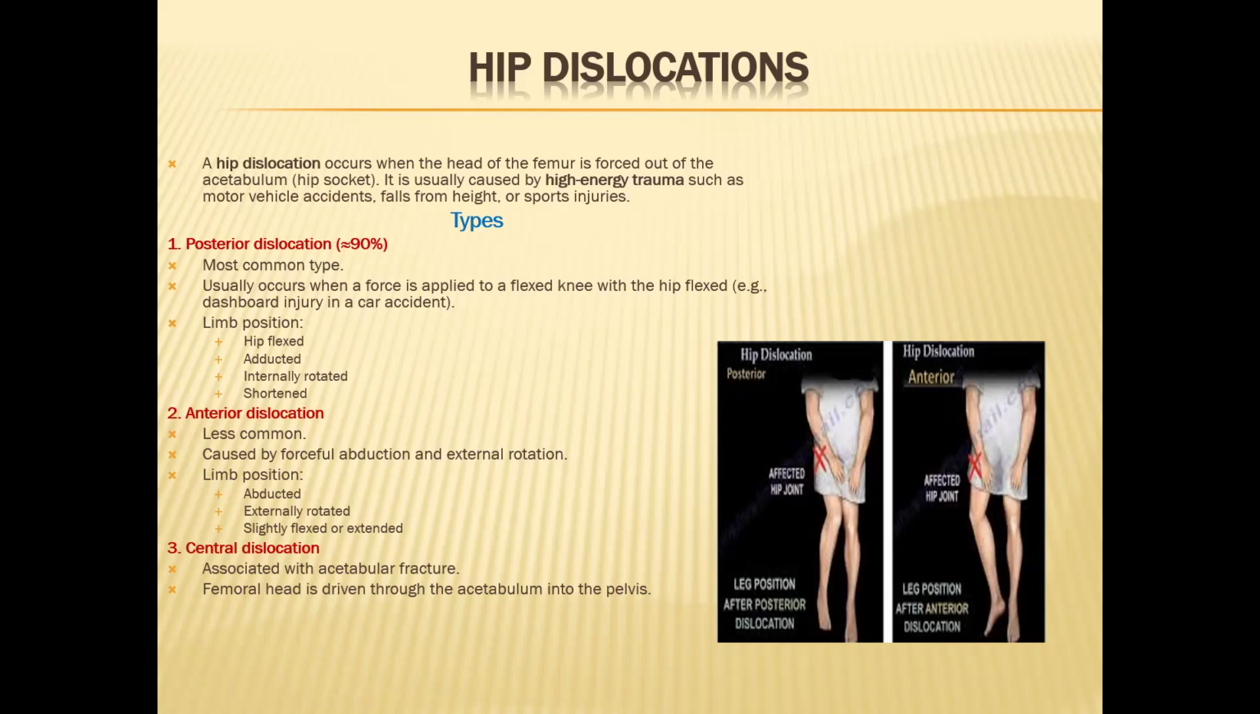As we know, there are important anatomical structures passing through the pelvis, like the sciatic nerve and the femoral artery. These dislocations can injure the sciatic nerve and the femoral artery. So if there are any signs and symptoms of neurovascular injury, we should immediately call the orthopedic specialist, because these need fixation to reduce and fix this neurovascular injury.